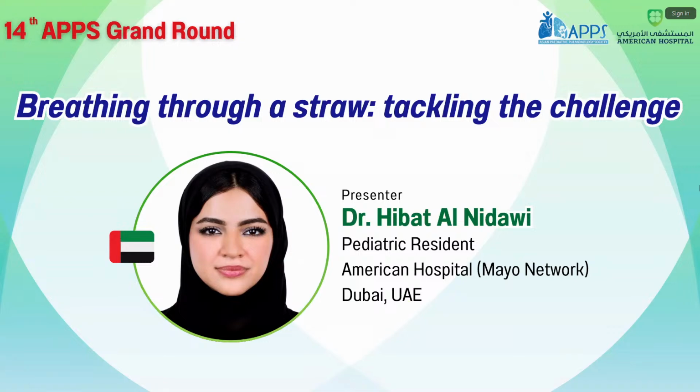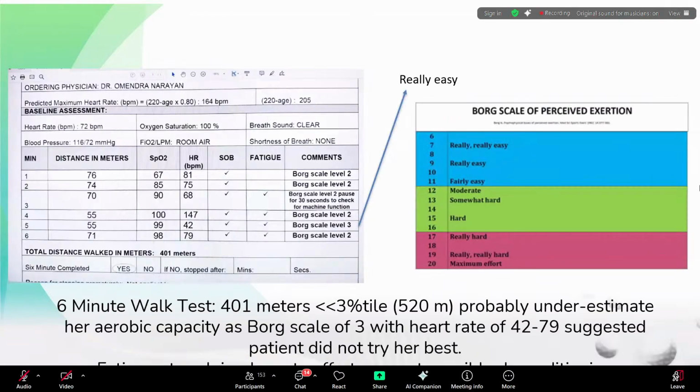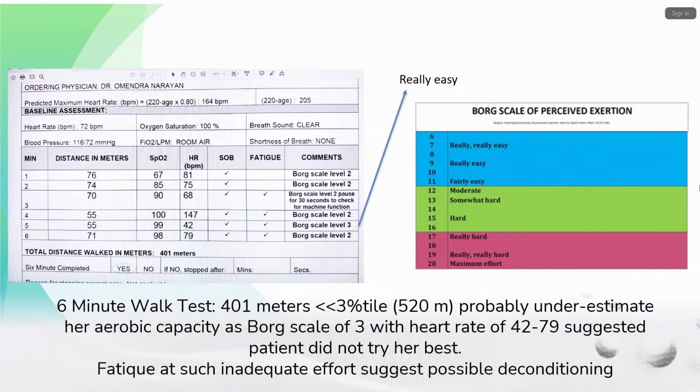Now, moving on beyond imaging and spirometry, we also wanted to understand how all of this translated into real-world functional capacity. Her 6-minute walk test was done, which showed a distance of 401 meters, which is around the 3rd centile, below the expected range for her age.